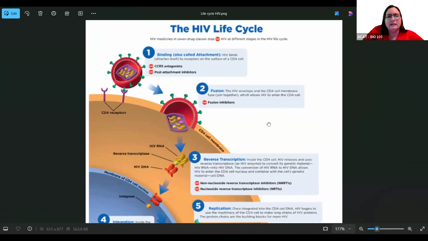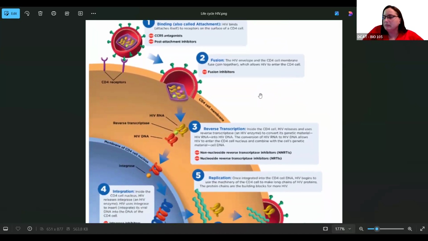So the next thing is going to be the fusion. When we look at fusion, this is where the HIV envelope and the CD4 cell membrane fuse together. They fuse or join together, which allows the HIV to enter the CD4 cell. So this is where it attached. After it attaches, it fuses with your CD4 cell membrane. This is your CD4 membrane right here. So now the HIV virus is fusing within that membrane.